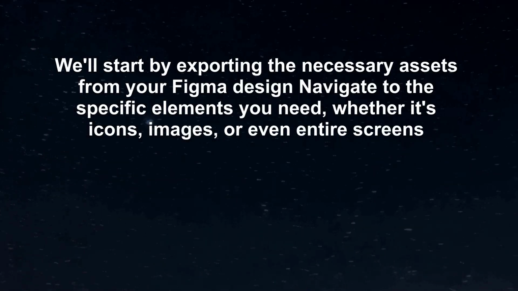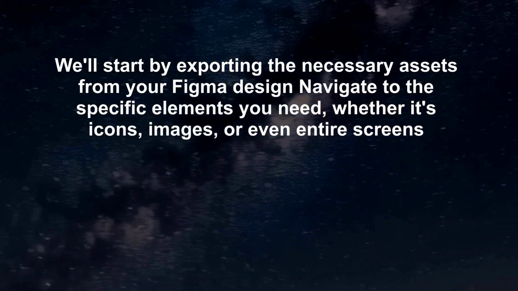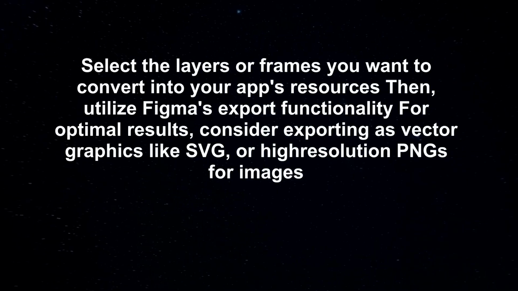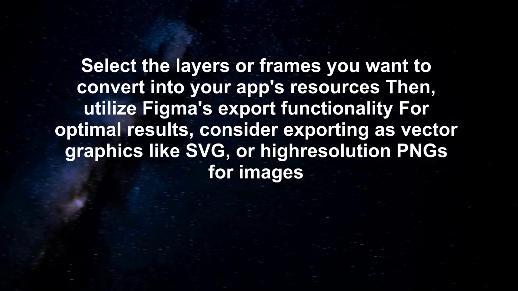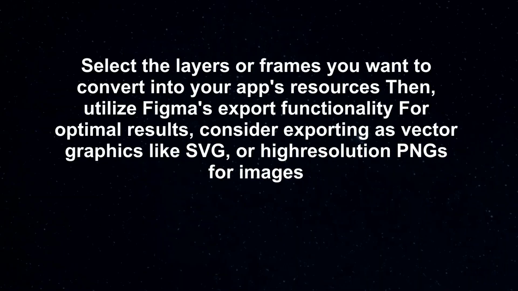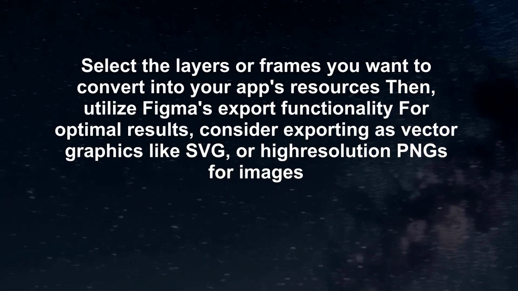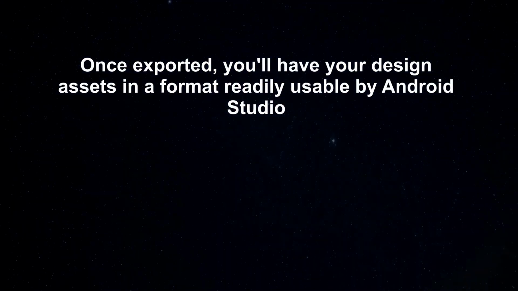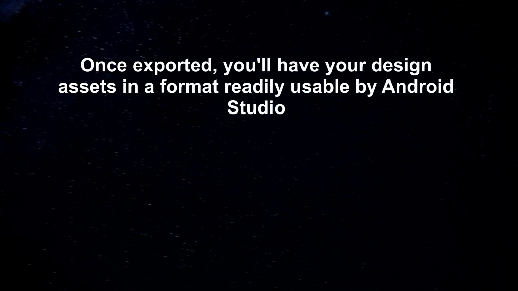Navigate to the specific elements you need, whether it's icons, images, or even entire screens. Select the layers or frames you want to convert into your app's resources, then utilize Figma's export functionality for optimal results. Consider exporting as vector graphics like SVG or high-resolution PNGs for images. Once exported, you'll have your design assets in a format readily usable by Android Studio.